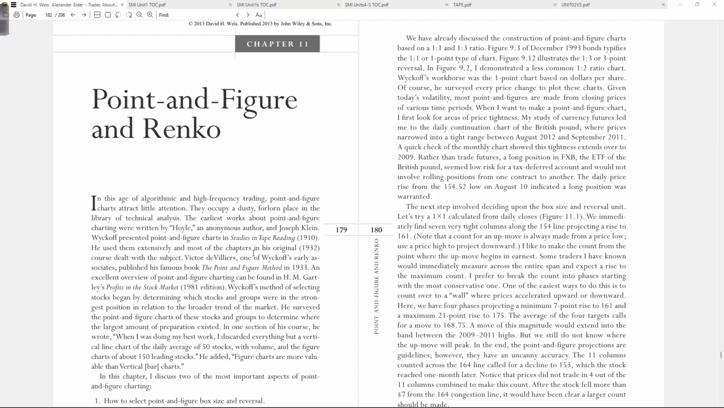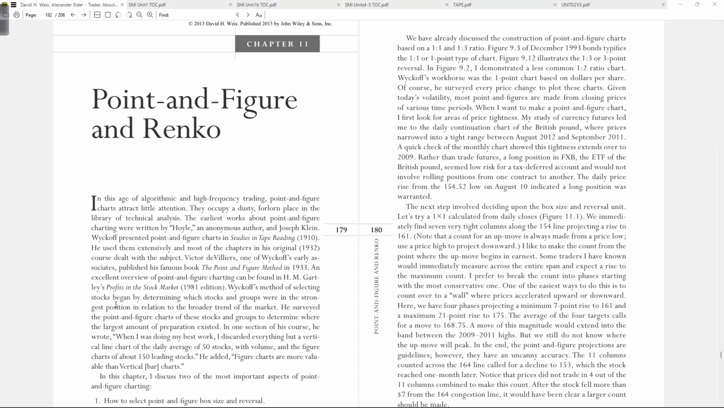Victor de Villiers, one of Wyckoff's early associates, published his famous book, The Point and Figure Method, in 1933. An excellent overview of point and figure charting can be found in H.M. Gartley's Profits in the Stock Market, 1981 edition.